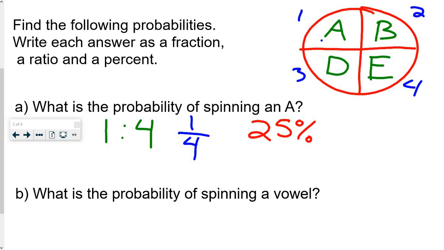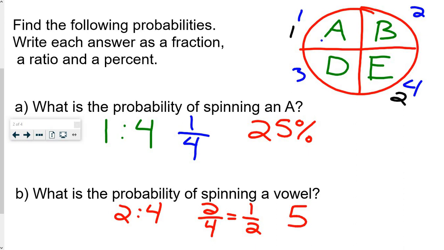What is the probability of spinning a vowel? If we count up the vowels, we've got 1 here and 1 there, so 2 out of 4, because there's still 4 total. As a fraction that is 2 over 4, which also equals 1/2, and the percent would be 50%.